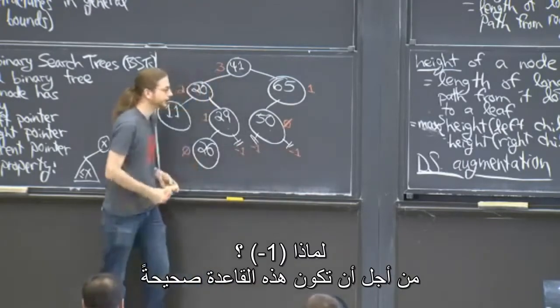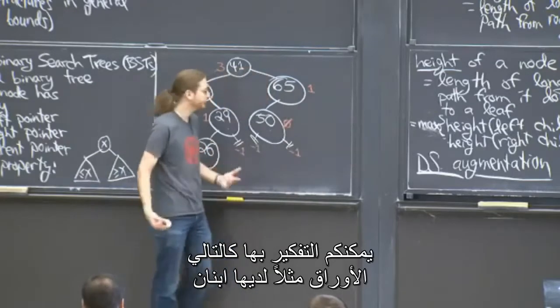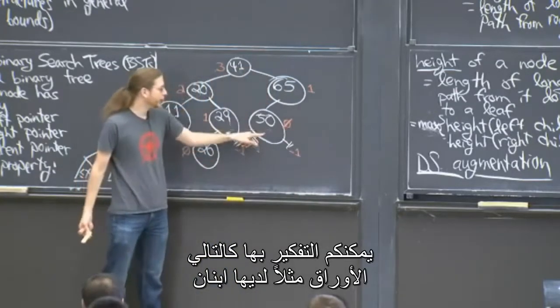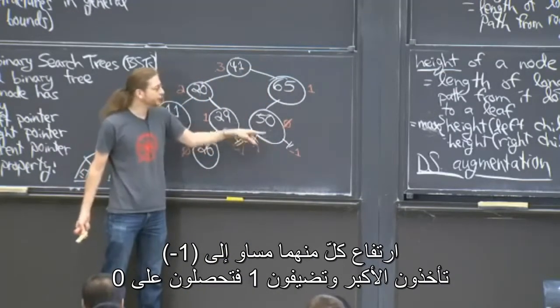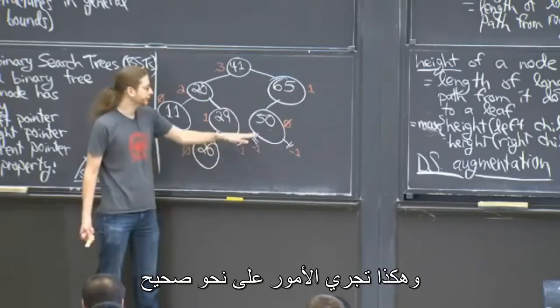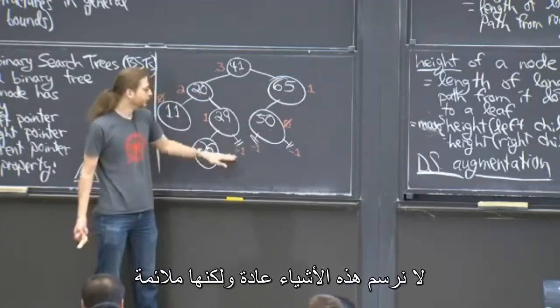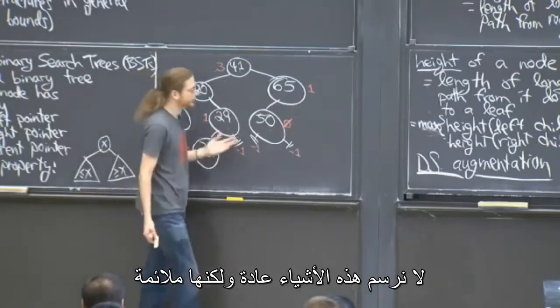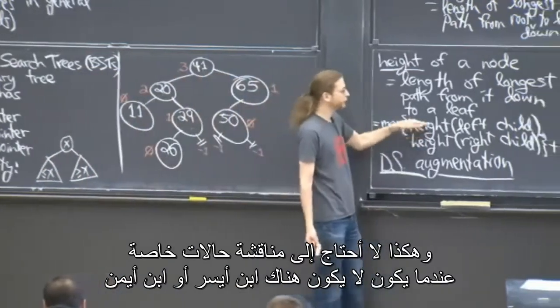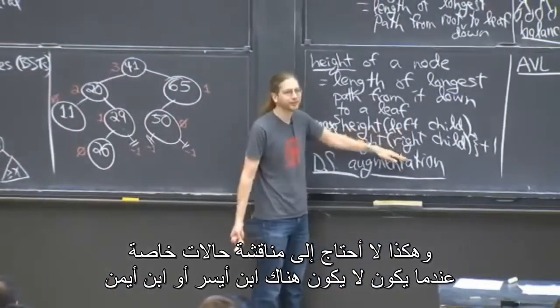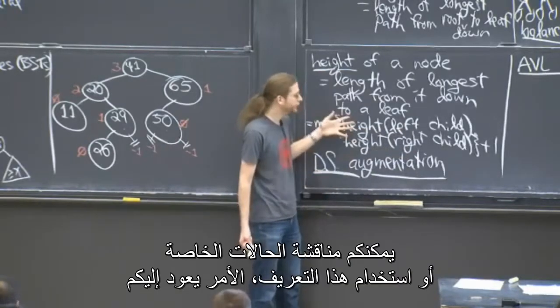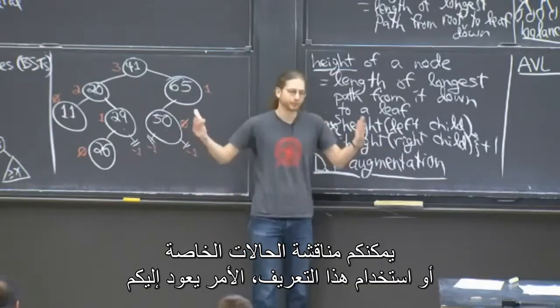Why -1? Because then this formula works. You can just think about it. Leaves, for example, have two children which are -1. You take the max, you add 1, you get 0. So that just makes things work out. We don't normally draw these in the pictures, but it's convenient. Then I don't have to do special cases when the left child doesn't exist and the right child doesn't exist. You could either do special cases or you could make this definition. Up to you.